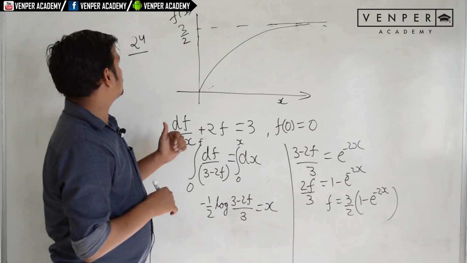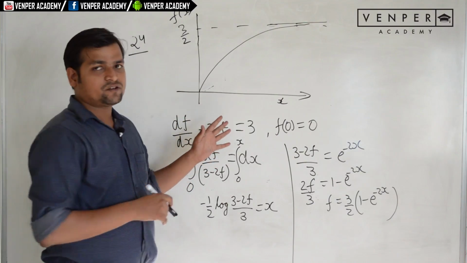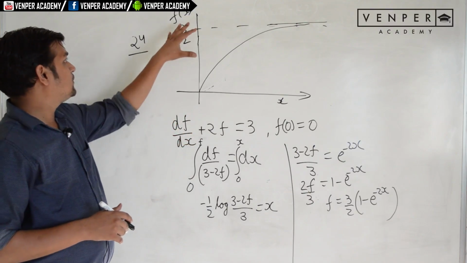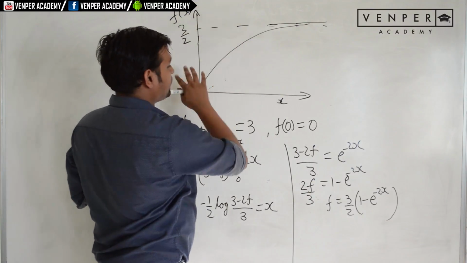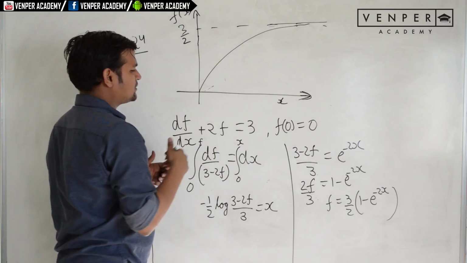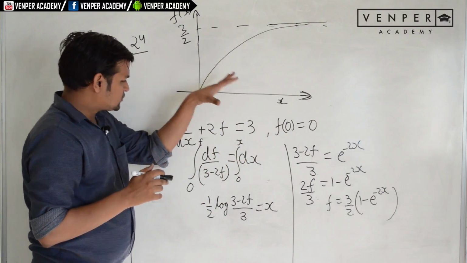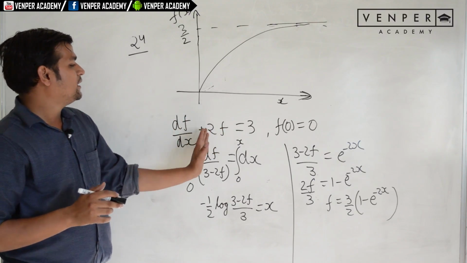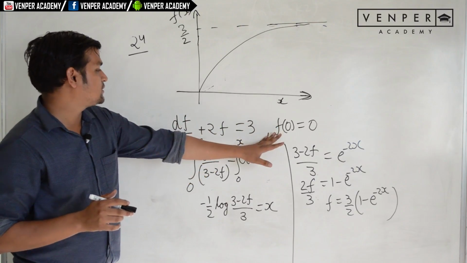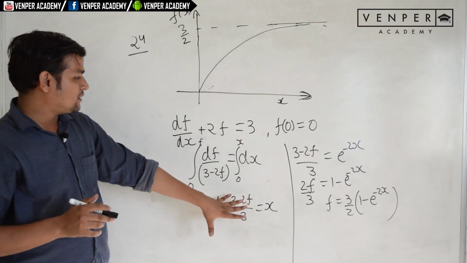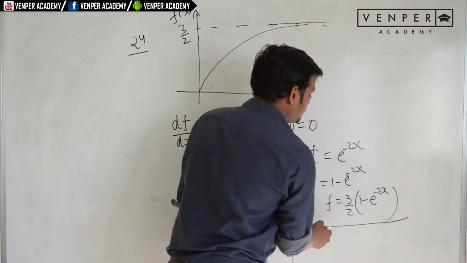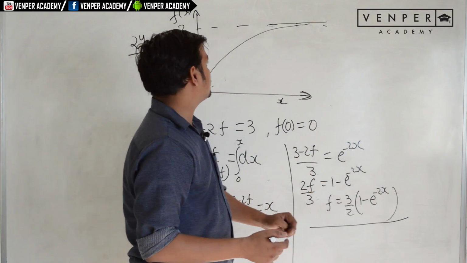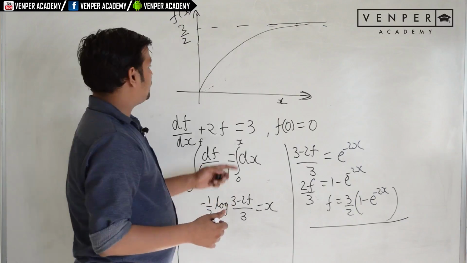Okay, see in this question number 24, they have given one differential equation, a first order equation, and they are asking the relation between its solution f of x and x, the graph between f of x and x. The given differential equation is not that tough. You can simply move the 2f to the other side and integrate. In the end you will get f is equal to 3 upon 2 times 1 minus e raised to power minus 2x, and its graph will be like this.